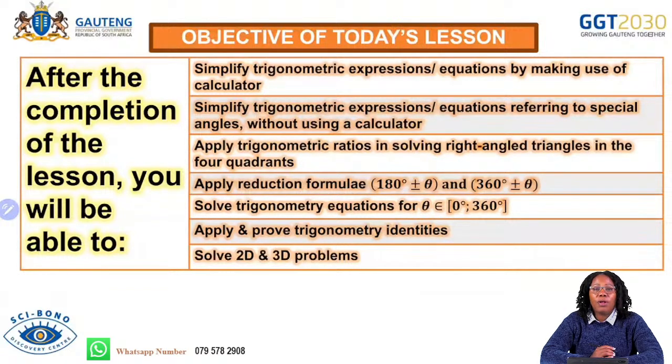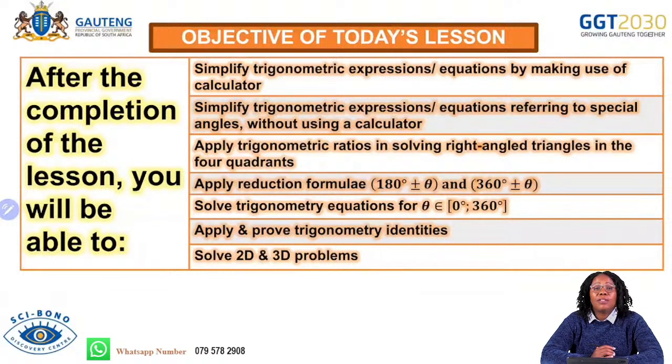Then you will be simplifying trig expressions and equations referring to special angles, without using a calculator. When we talk about special angles, we are talking about 0, 30 degrees, 45, 60, 90, 180, and 360 degrees angles. We are excluding 270 because it's not part of our curriculum.